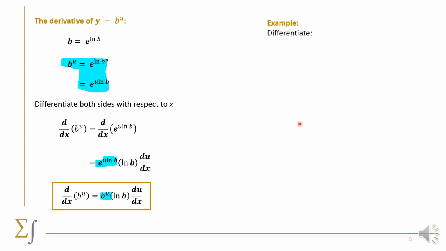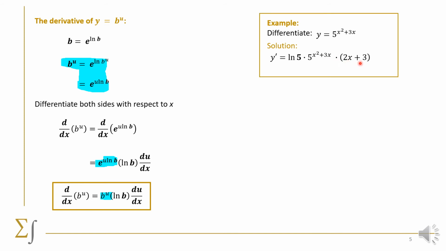Now let's see an example. Differentiate y equals 5 raised to the power of x squared plus 3x. Okay, we will apply the same rule. So y prime equals ln of the base, ln 5, multiplied by the function itself, 5 power x squared plus 3x, multiplied by the derivative of what's in the exponent, which is 2x plus 3. And that's it.